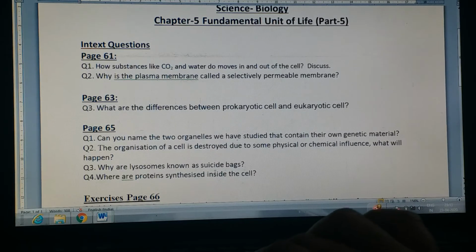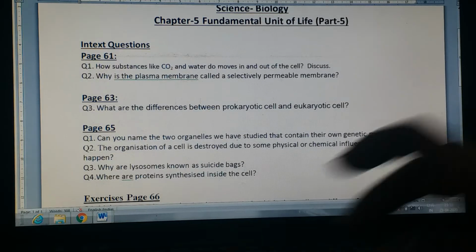Where are proteins synthesized? As we have discussed, the rough endoplasmic reticulum has ribosomes. Clear? Rough endoplasmic reticulum has ribosomes, and some of the ribosomes are also present in the cytoplasm. So ribosomes are the protein factories. Protein is synthesized in the ribosomes.